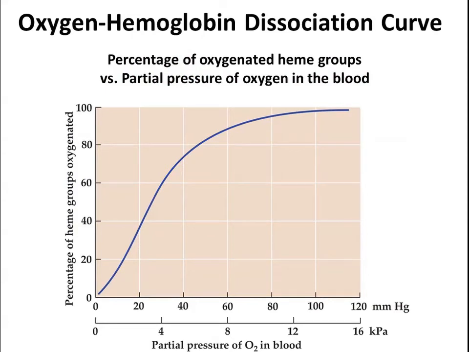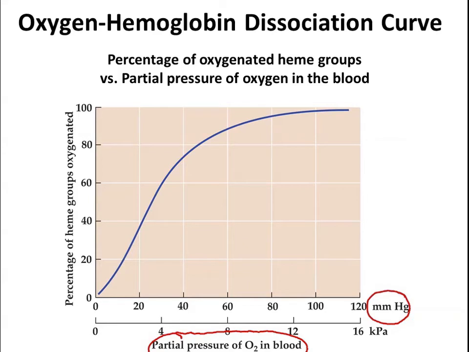And you may also see this curve referred to as a hemoglobin-oxygen dissociation curve, or an oxyhemoglobin dissociation curve, or simply an oxygen dissociation curve. And this graph plots the percentage of oxygenated heme groups as a function of the partial pressure of oxygen in a tissue. The partial pressure of oxygen is a measure of the concentration of oxygen in the blood or tissue fluid, and the units we use for partial pressure are usually millimeters of mercury.